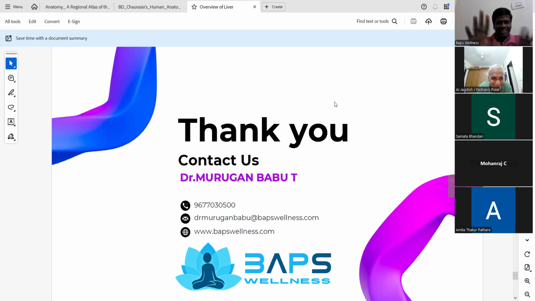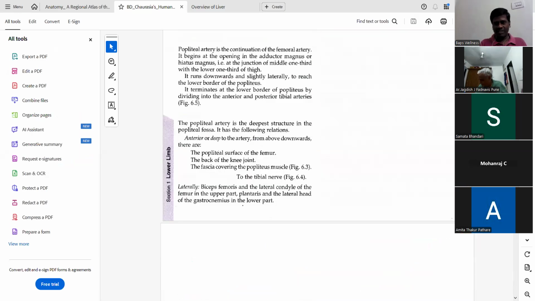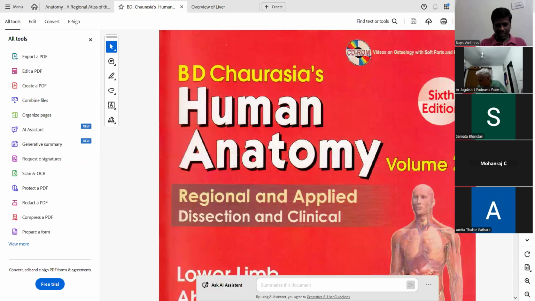This is all that you are talking about: just one page on the liver, one page on the gallbladder, anatomy and physiology over, like my slides. But I advise you to go through each and every line. If you want a good book to refer, BD Chaurasia. Chaurasia's book is considered one of the best books, and all the MBBS students and medicos use this only.